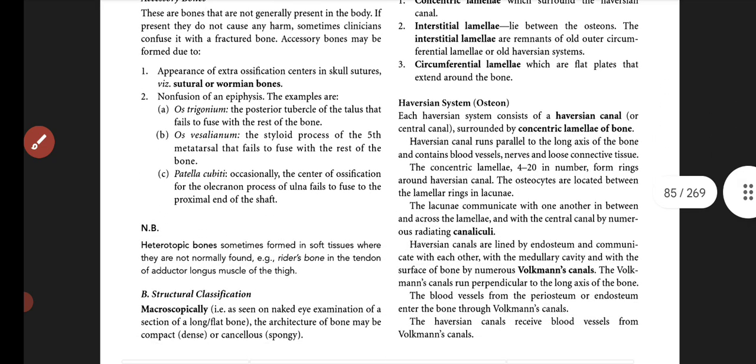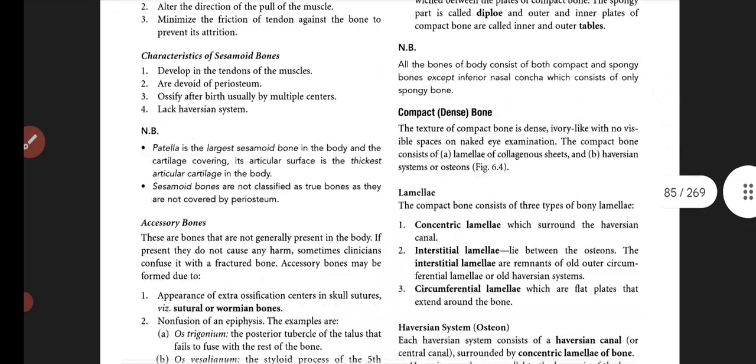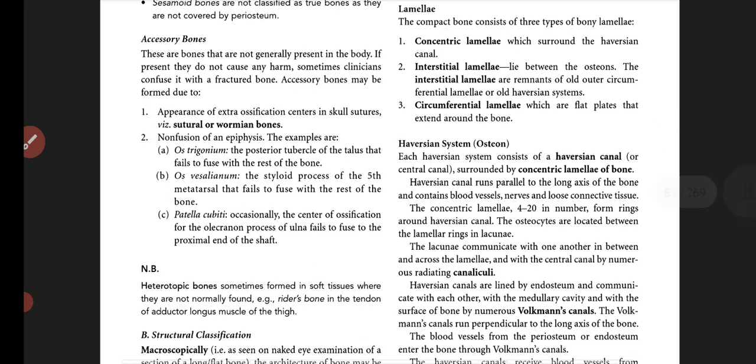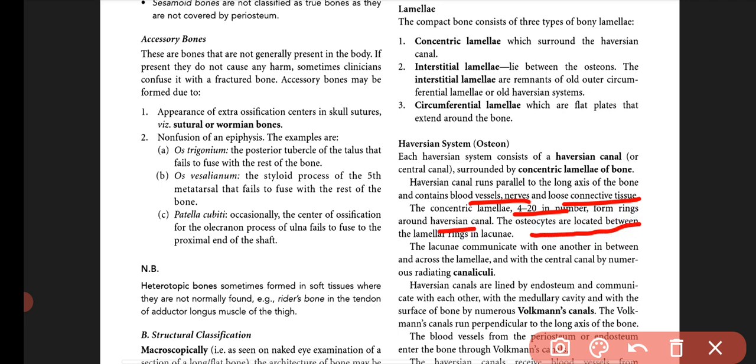Next one is the Haversian system or osteon. What is the Haversian system? Each Haversian system consists of the Haversian canal, or the central canal, surrounded by concentric lamina of the bone. The Haversian canal lies parallel to the long axis of the bone and contains blood vessels, nerves, and loose connective tissue. The concentric lamina are 4 to 20 in number and form rings around the Haversian canal. The osteocytes are located between the lamellae in the lacunae.